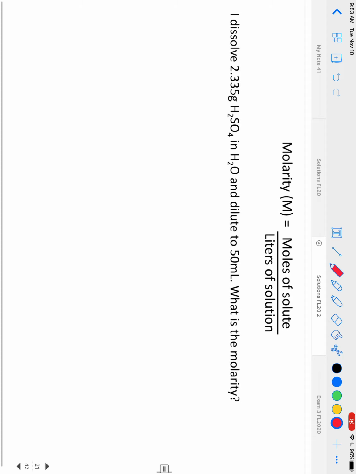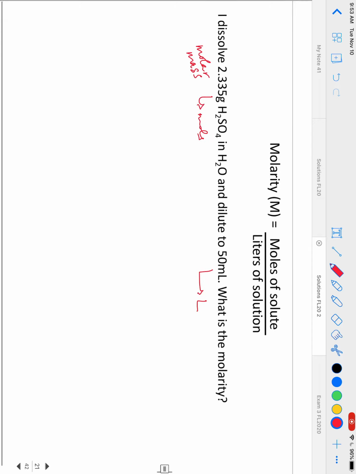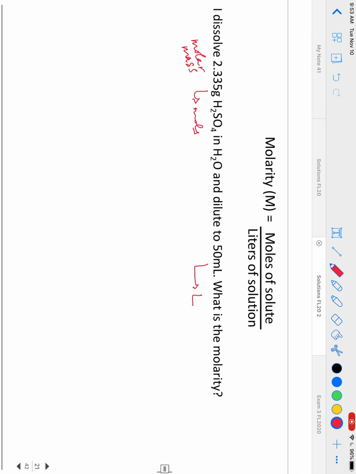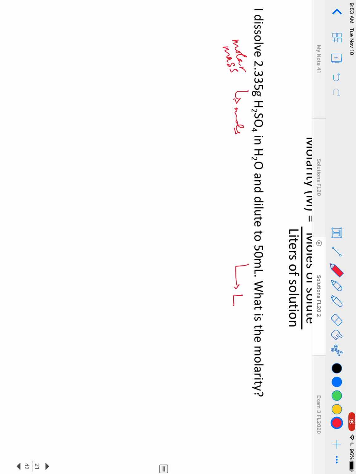We are not given moles or liters. So what do we have to do? We have to convert from grams to moles. How do we go from grams to moles? Do you guys remember? This was chapter 6. We use a molar mass. So we have to calculate the molar mass of H2SO4. And then we'll have to convert from milliliters to liters as well. And then we can plug those things in and get molarity. So there's some extra steps on the front end so that we plug in the right units.